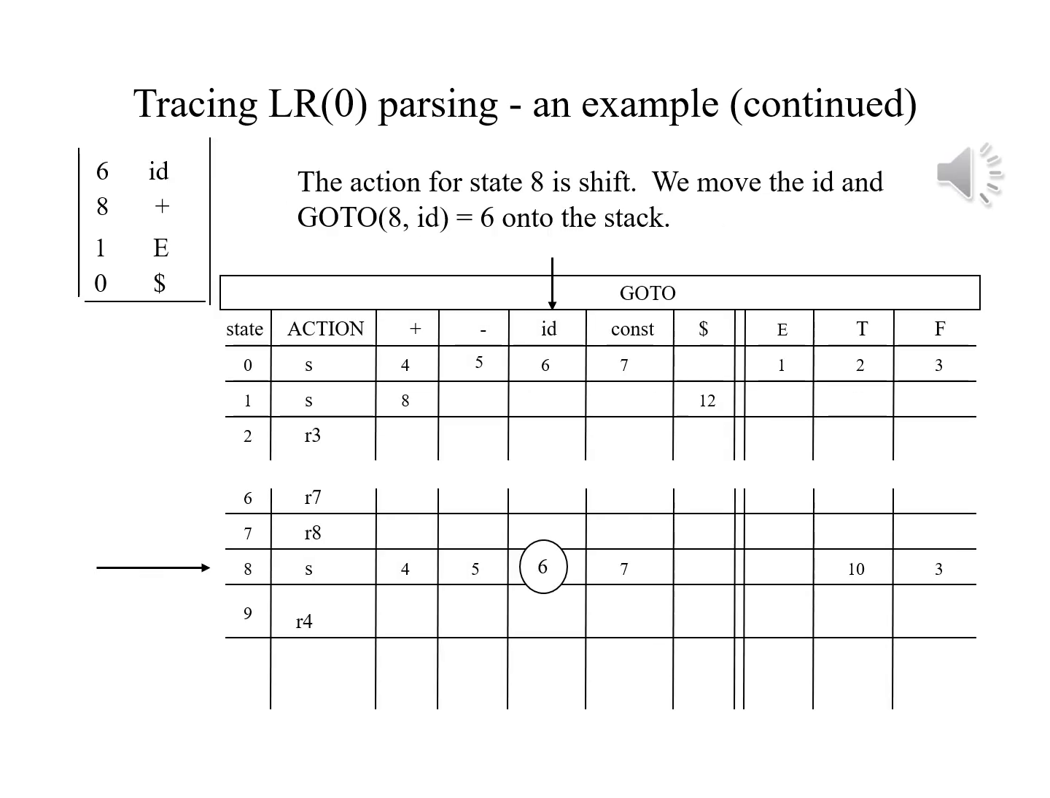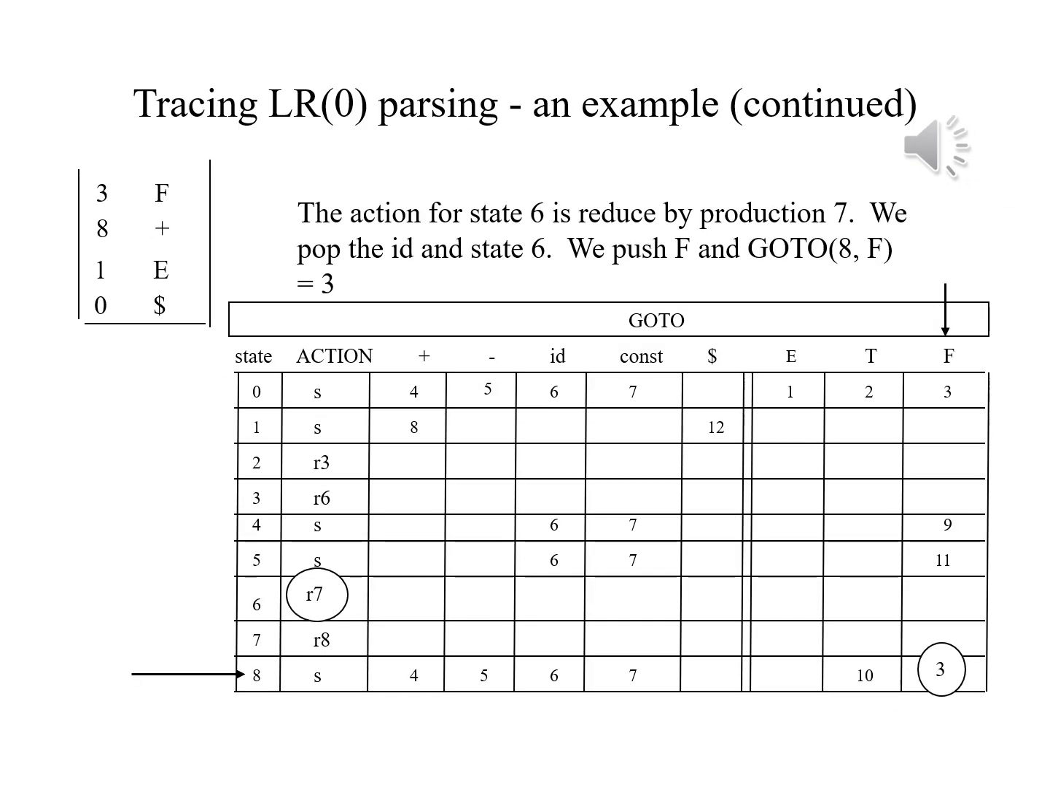The action for state 8 is shift. We move the identifier and the goTo of state 8 and identifier, which gives us state 6, onto the stack. The action for state 6 is reduce by production 7. We will pop the identifier and state 6. We push factor and the goTo of state 8 and factor, which is state 3, both on the stack.